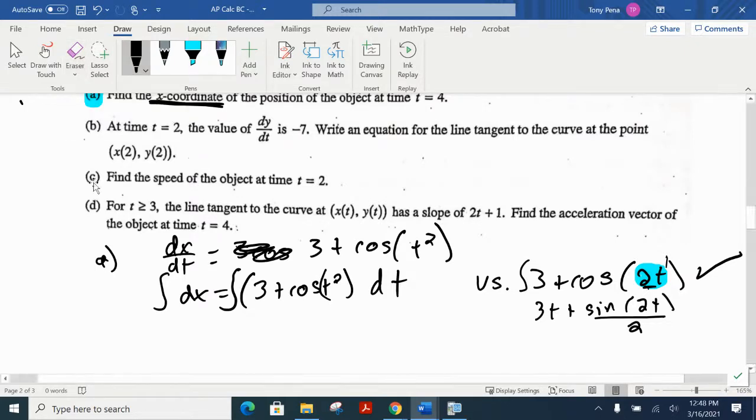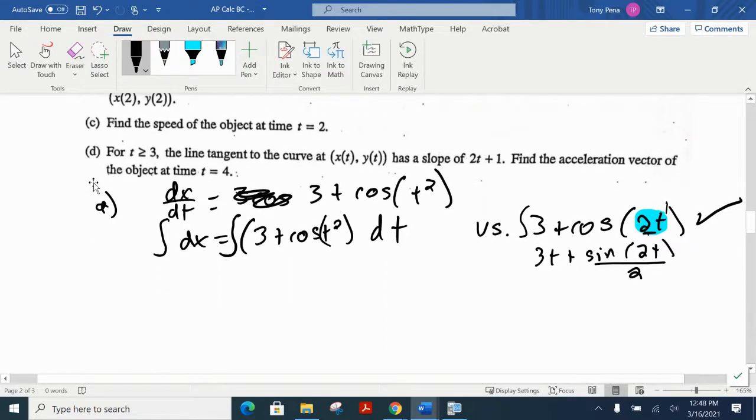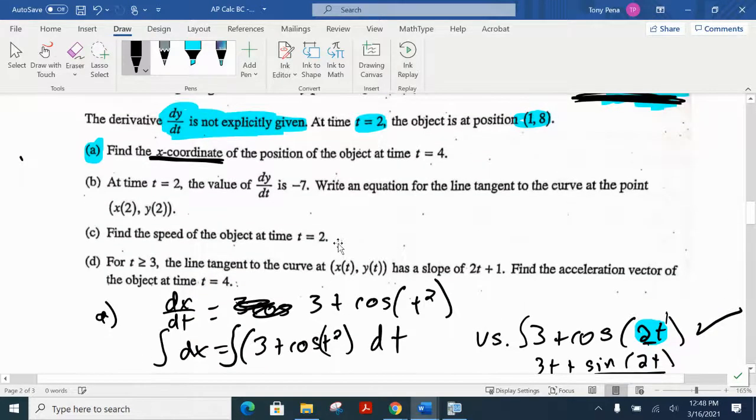So the way you're going to approach letter A and be able to do this tomorrow, there's another one on the next page that I'm going to leave you to do, and I'll give you the answer. The way we're going to do this, what we know is at the time of 2, our x position was, and this was given to us at the top of the page, it was 1.